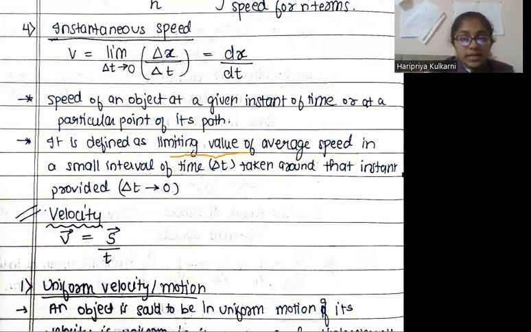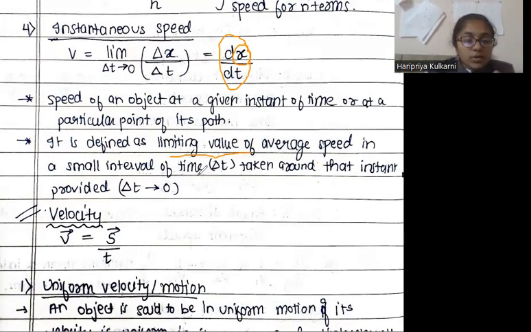So delta t tending to 0, and of course velocity means distance by time. In simple form, it can be written as derivative of x by derivative of t, right? Or d by dt of x. Differentiation of x, that is distance, with respect to time.